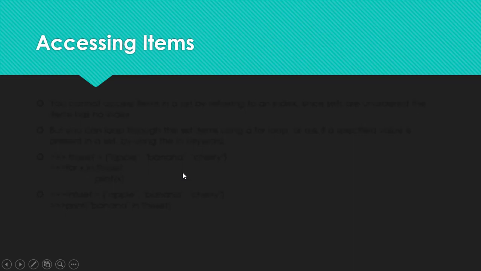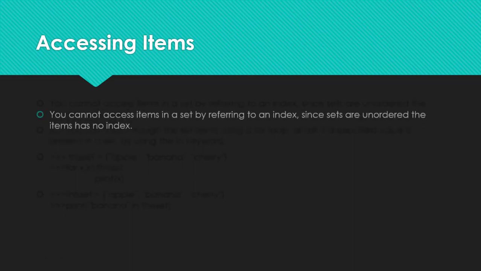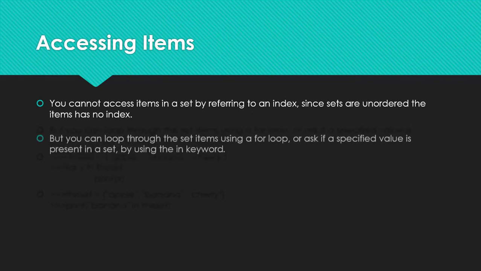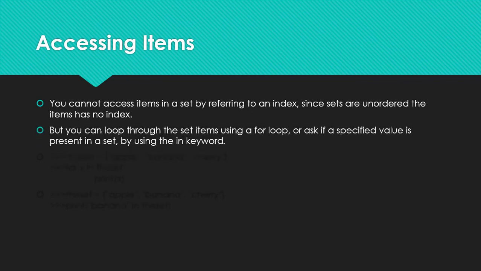The next topic that we are going to cover is accessing items. We cannot access an item in a set by referring to any index because it is unindexed and unordered. But we can definitely access the items using a for loop. For example, I have taken the same set and then I have used a for loop to access the items. For x in thisset, print x. Now what this for loop would do, it would print apple, banana and cherry one by one.